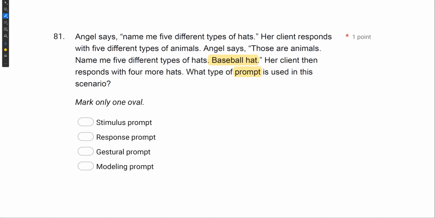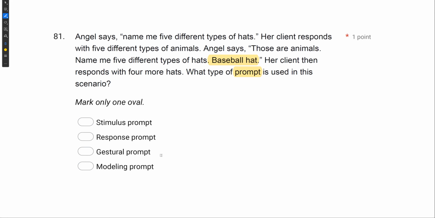A stimulus prompt acts directly on the stimulus at hand. A response prompt is trying to evoke that actual response. It's acting on the response. And what is Angel attempting to do? Well, she's attempting to evoke or act on the actual response by saying baseball hat, and it's effective. This prompt is a response prompt. She's not manipulating stimuli. She's simply verbally prompting the client.